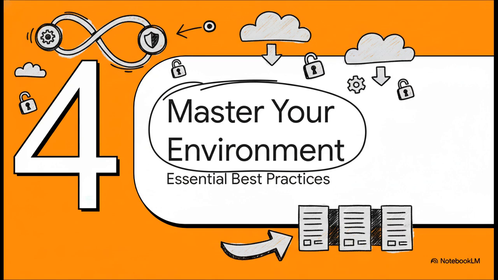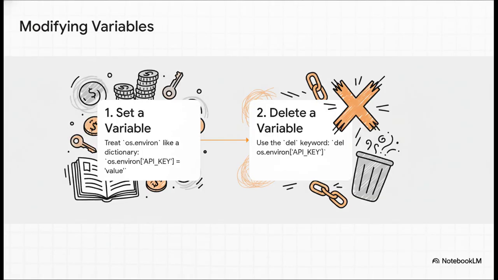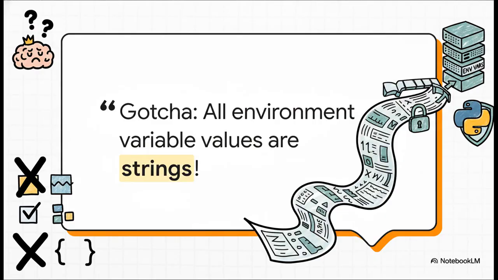All right, so now you know the safe way to read variables. Let's cover a few more essential tips and best practices that are going to take your configuration skills to the next level. Now, you're mostly going to be reading variables, but it's good to know that you can also set and delete them right from your script. To set one, you just treat os.environ like a dictionary and assign a value. And to get rid of one, you just use the del keyword. Simple as that.